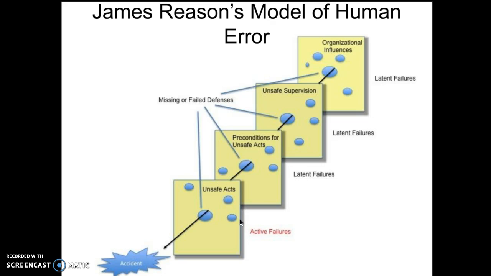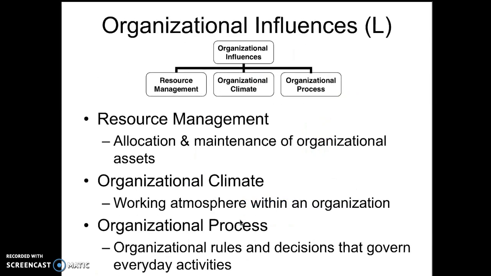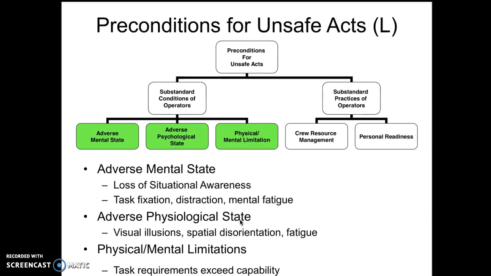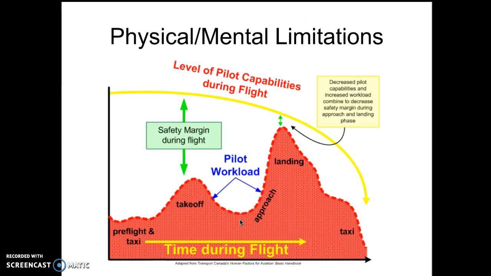So make sure you understand James Reason's model and how you can apply it to your flight training and flight operations. We also have organizational influences and unsafe supervision. We have preconditions for unsafe acts. And then we also have workload and the safety margin during flight. So again, this is just briefly introducing you to a few of these concepts so you have some basic understanding. So when we get into human factors and resource management, we can dive into this a little bit more thoroughly.